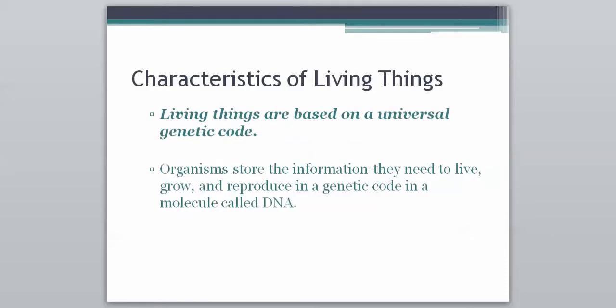Our next characteristic is living things are based on a universal genetic code. Organisms store the information they need to live, grow, and reproduce in a genetic code in a molecule called DNA. We'll probably have a whole unit about DNA, so just know for now that it is a molecule that codes for how we look, how we act, basically everything about us, and it's passed on from your parents. You have half your mom's DNA and half your dad's DNA. They come together to form you. So all living things need to have some form of DNA.